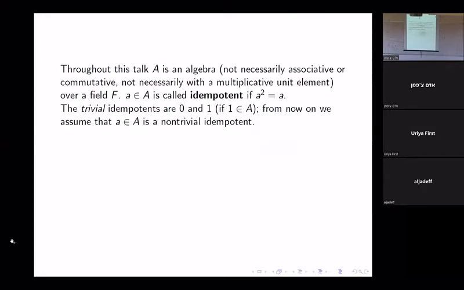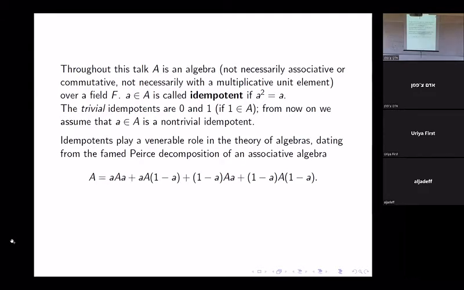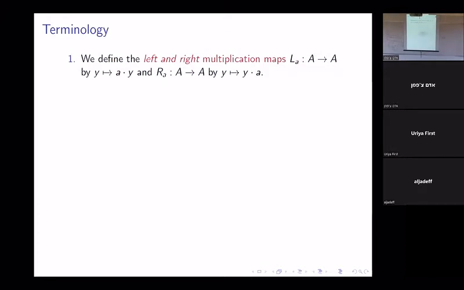So A is going to be an algebra, which is not necessarily associative or commutative, and with the multiplicity union. And everybody knows what an idempotent is, and the 0 and 1 are trivial. So the role of idempotence is very important, since the thing appears to be composition of an associative algebra. There's probably things before that.